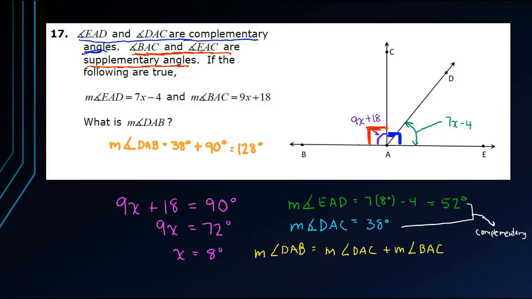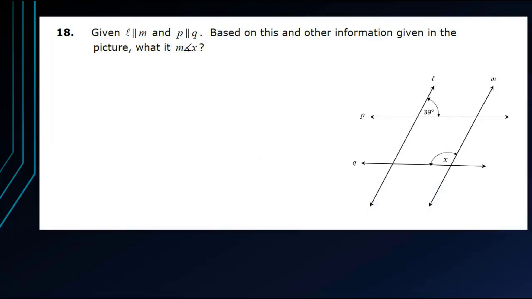So a lot of things going on here, but if you're keeping things straight and using the right rules, not too much of a problem. For number 18, you're given that L is parallel to M, so these two lines here are parallel, and you're given that P is parallel to Q. So these two lines are parallel.